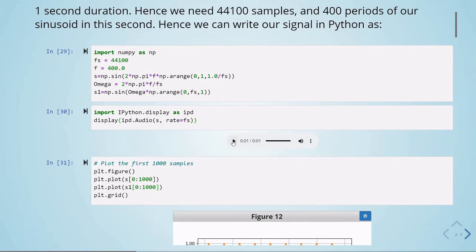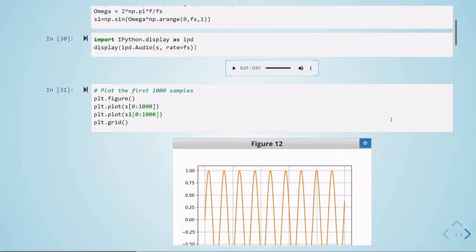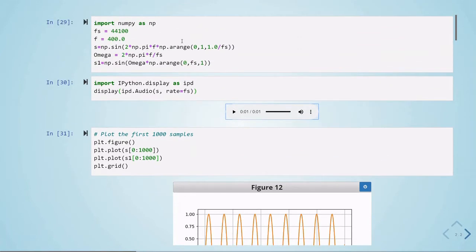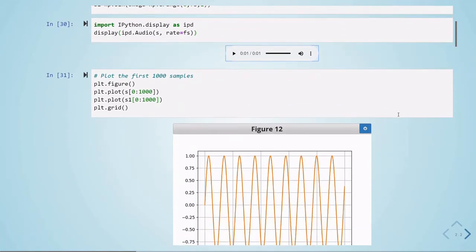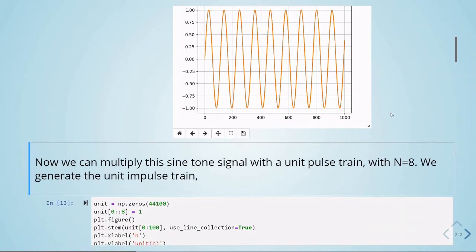And here we can hear our signal. So this is 1 second. This is our sine wave at the sampling rate of 44.1 kilohertz, and this is a 400 hertz sine wave frequency. So if we plot the first 1000 samples, here I'm plotting both signals just to prove that they are in fact the same. So we have our sinusoid, the first 1000 samples.